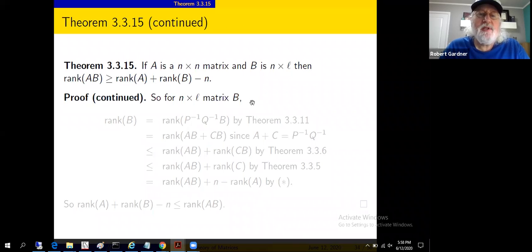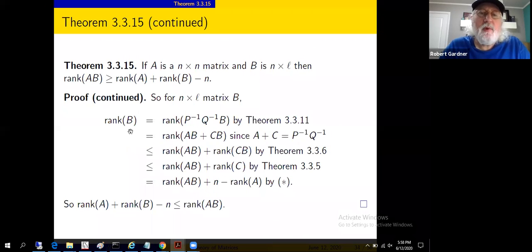All right, so if we take an n by L matrix B, let's apply those same permutations to it. P inverse, Q inverse, as we're applying them to the left of this B. All right, full rank matrix here with the P inverse, Q inverse stuff, so the rank doesn't change, Theorem 3.3.11. P inverse, Q inverse we had as A plus C. So we can replace this with an A plus C and distribute to get the rank of AB plus CB. Rank of the sum is less than or equal to the sum of the ranks.